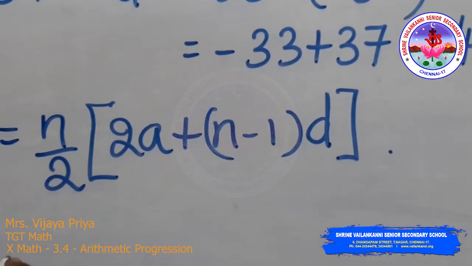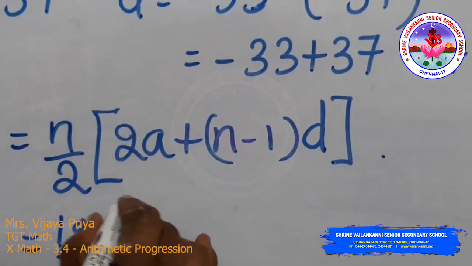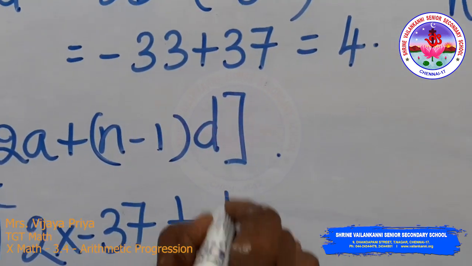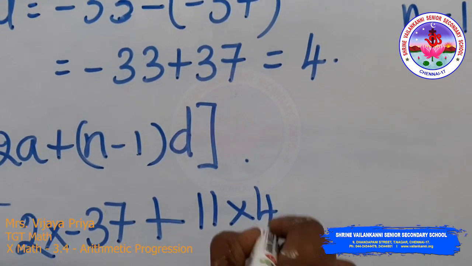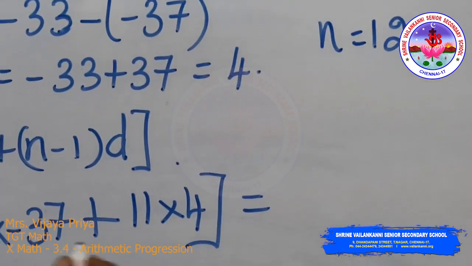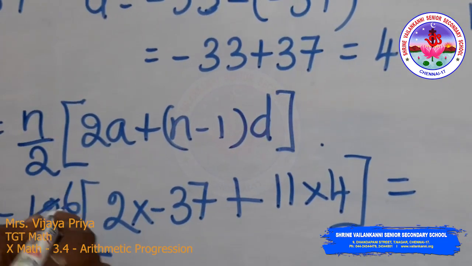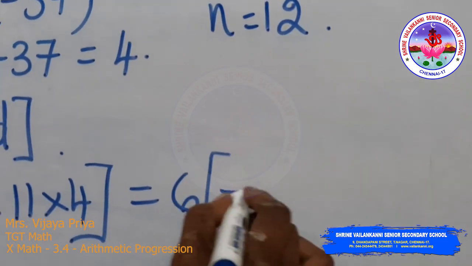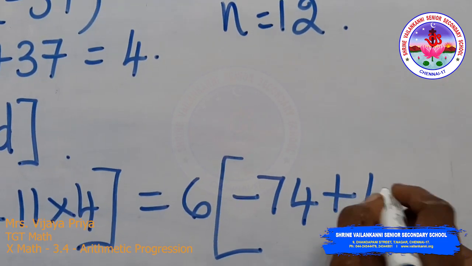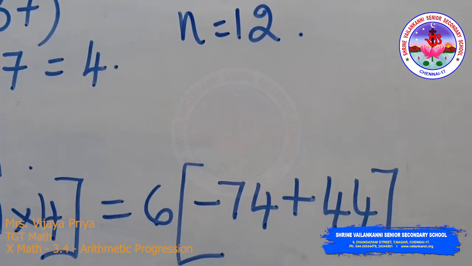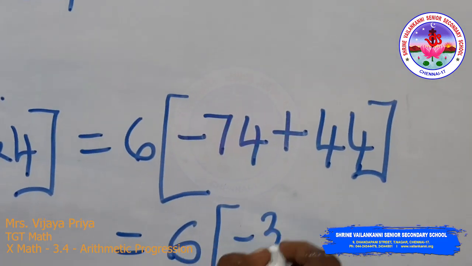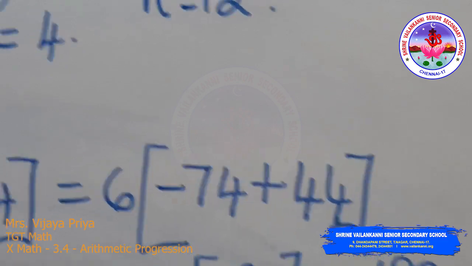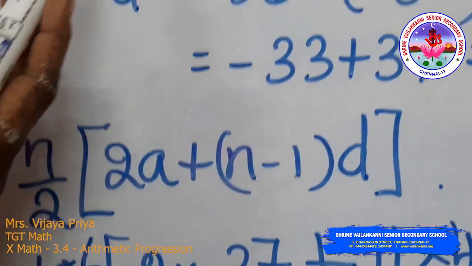So Sn is equal to 12 by 2 into (2 into minus 37 plus (12 minus 1), so it is 11, into my common difference 4). 2 divides 12 six times. So 6 into (2 into minus 37, which is minus 74, plus 44). Which is equal to 6 into minus 30, which is equal to minus 180. Hence I got the sum of the first 12 terms of the sequence.